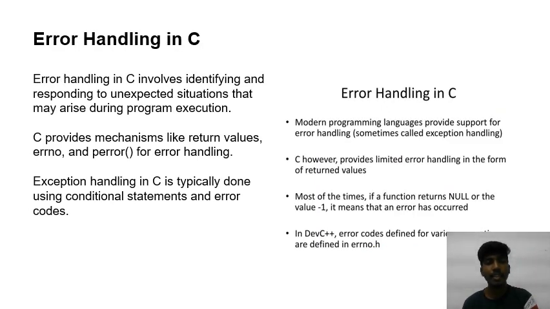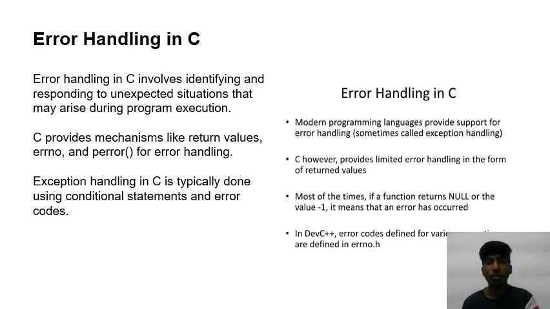Error handling in C. Error handling in C involves identifying and responding to unexpected situations that may arise during program execution. C provides mechanisms like return values, errno, and perror for error handling. Exception handling in C is typically done using conditional statements and error codes.